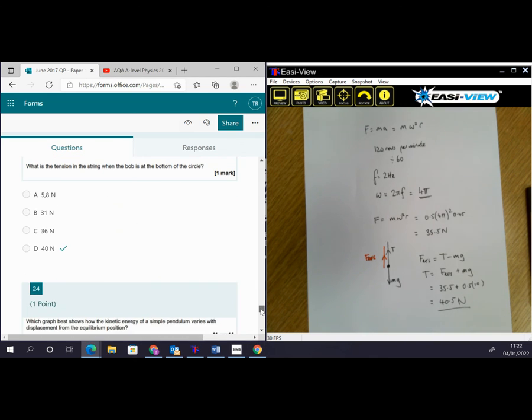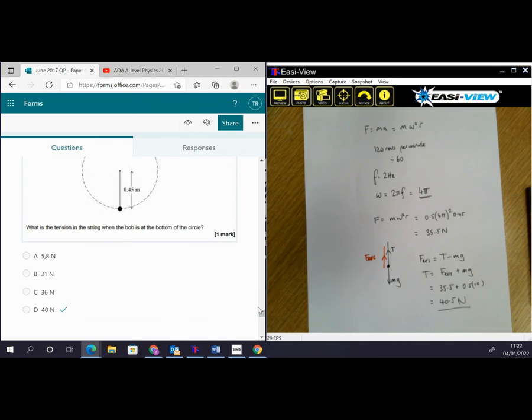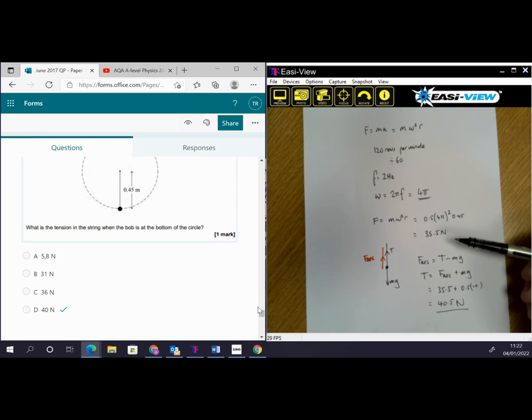Now, you can see in the answers, they've given you an option for missing off that you've got to include the weight. So that's a trap. Then if you do the calculation the wrong way, so if you subtract mg rather than adding it on, the 31 option is there as well. So there are a number of things to catch you out with that one. So I think that's a difficult 1 mark question.